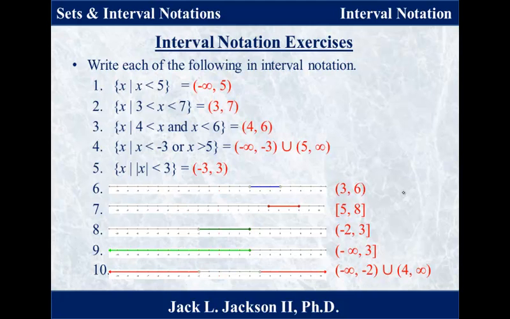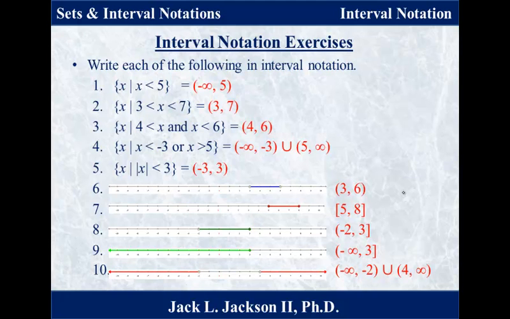Now this next one is not an interval, it's actually 2 different intervals unioned together. So the set of all x such that x is less than negative 3 or x is greater than 5, remember or relates to union, so we're going to need a union here. X is less than negative 3 is from negative infinity up to negative 3, so it's parentheses negative infinity, comma negative 3, close parentheses. We're going to union that with parentheses 5, comma infinity, close parentheses.